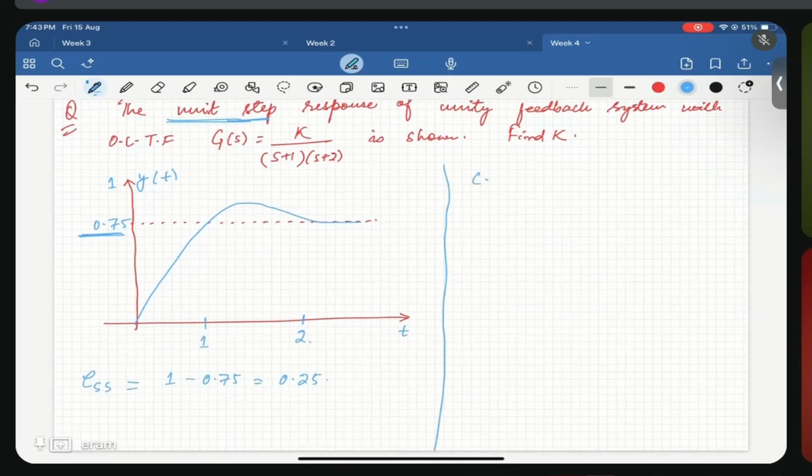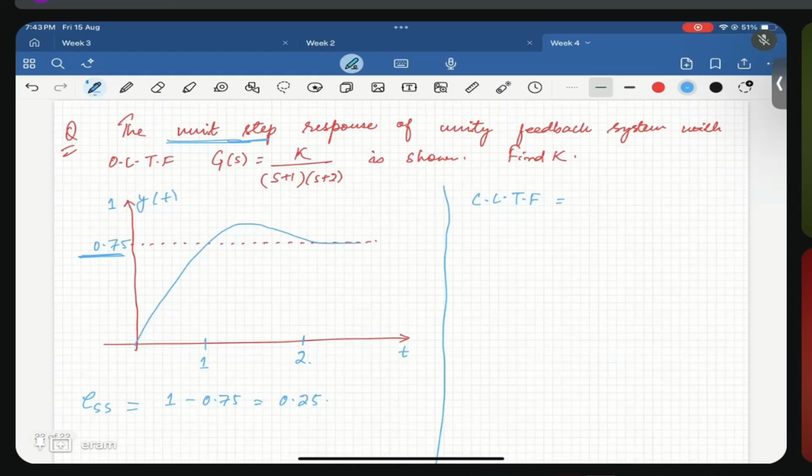So first let's calculate the closed loop transfer function. So it is unity feedback system. In the question they have given open loop transfer function. That's why I am calculating the closed loop transfer function. From the open loop transfer function, directly we can use the formula of steady state error, but for that we need not calculate the closed loop. Then how can we calculate the steady state error?